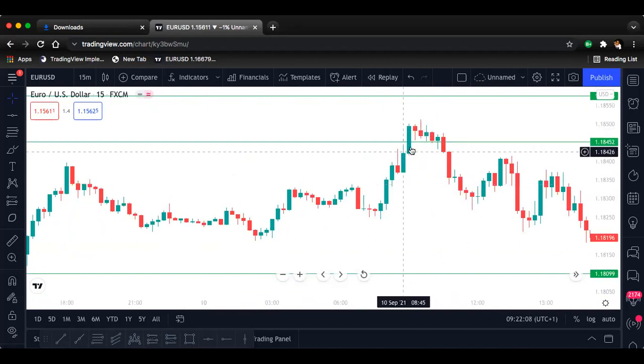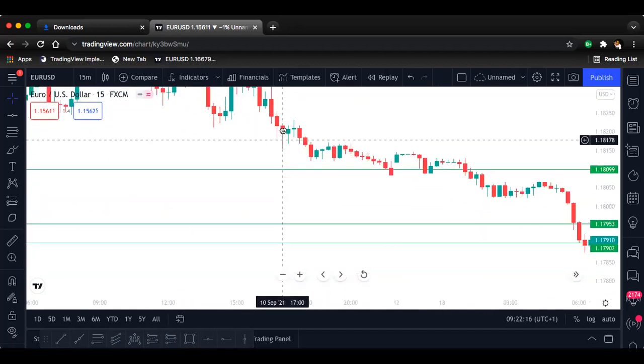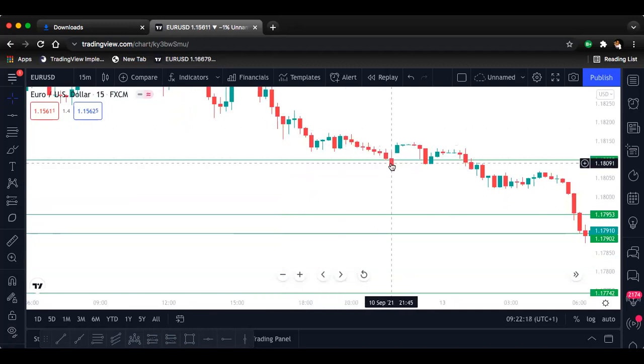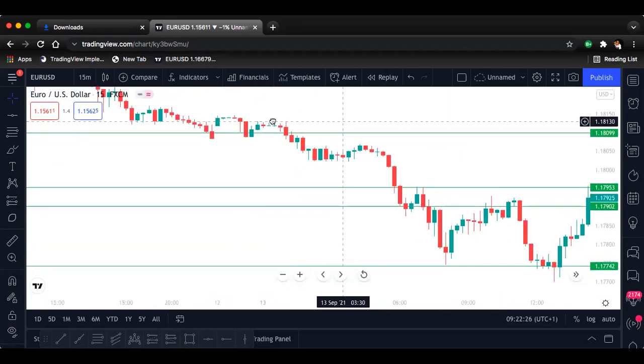At this point, I would not have taken a trade because this was a very strong bullish move. Coming down, I would not have taken any trade here. But on this point, this is a bearish move. I might not have taken a trade here. So there was no swing point here.